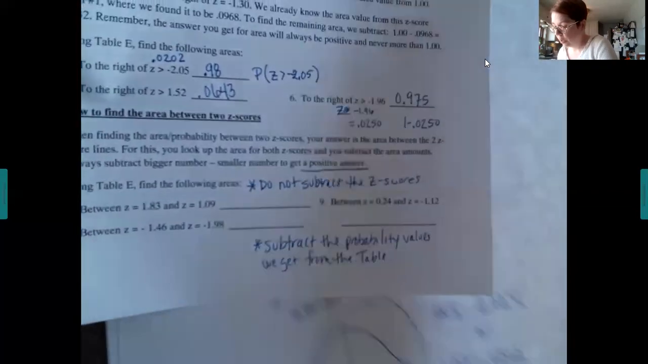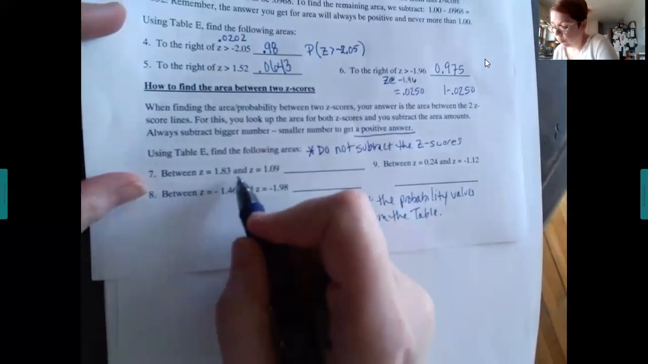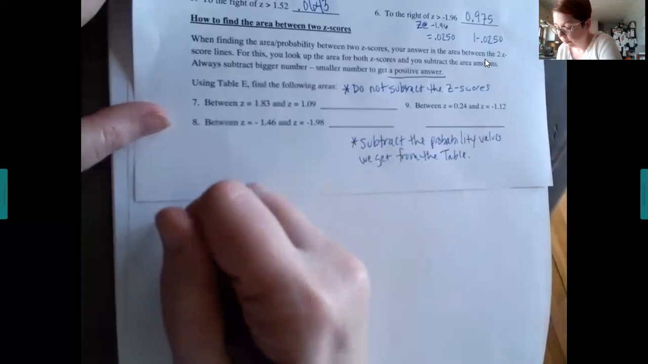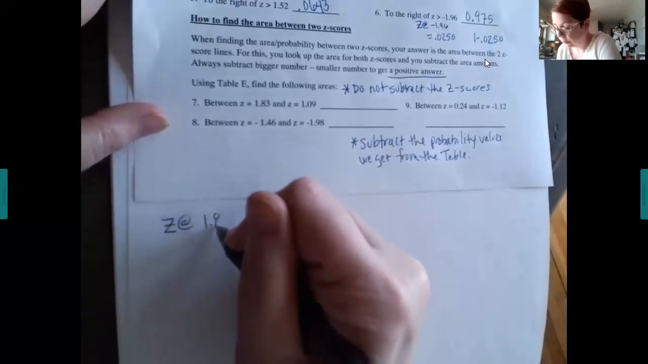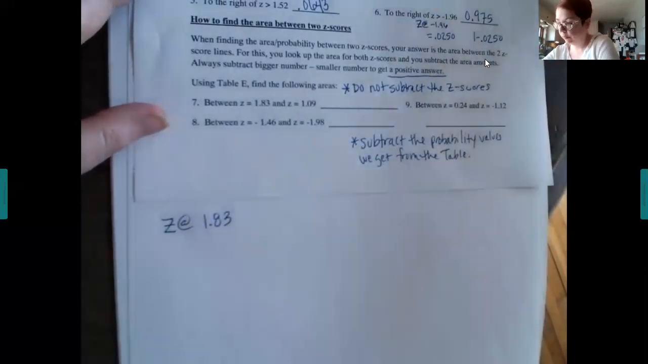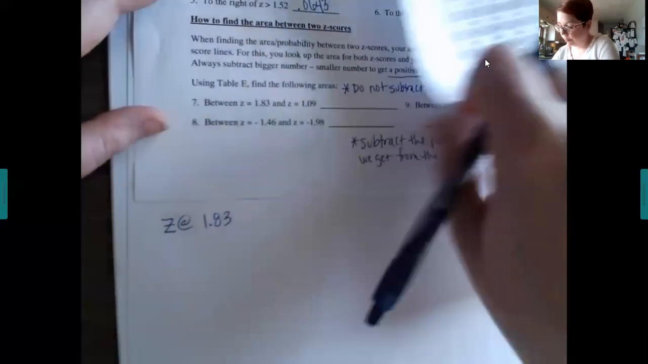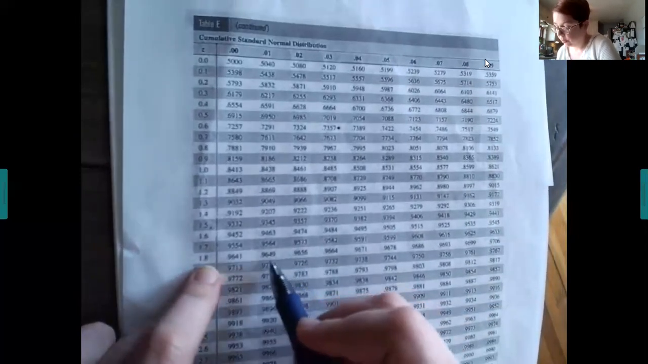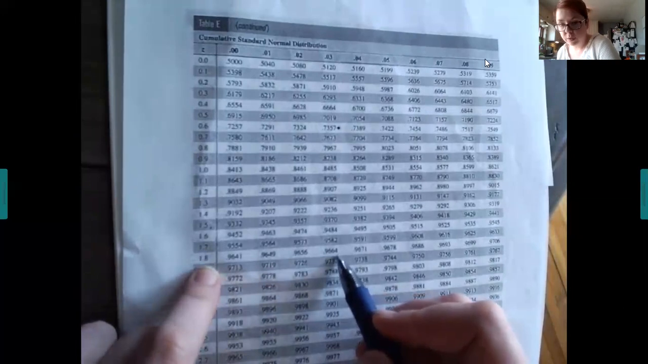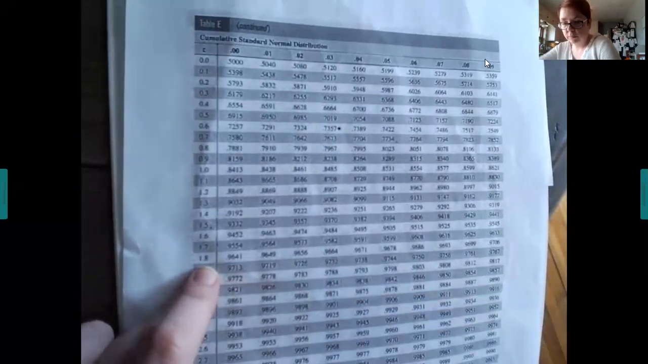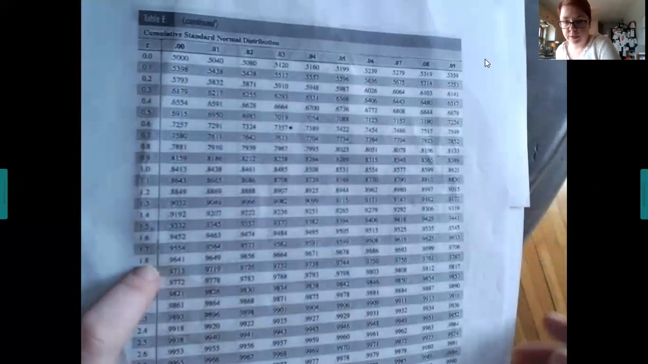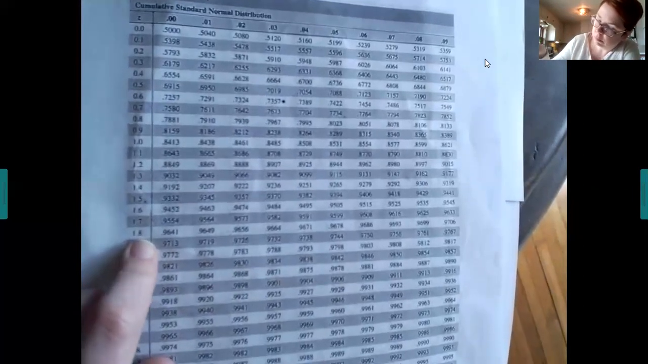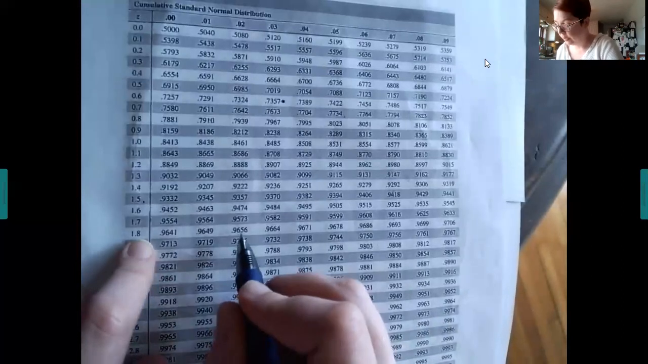All right. So we're going to look up 1.83 in table E. So we have 1.8, and then we go over to 3, 0, 1, 2, 3. And we see it's 0.9664.